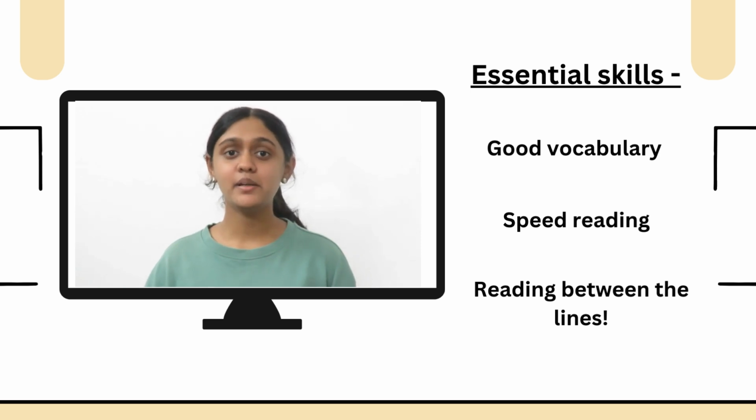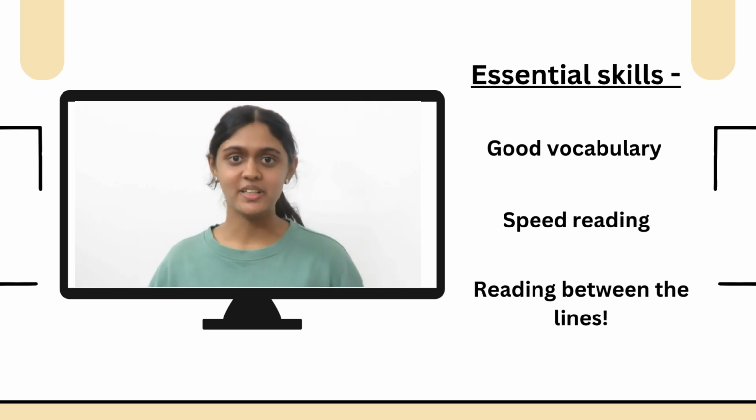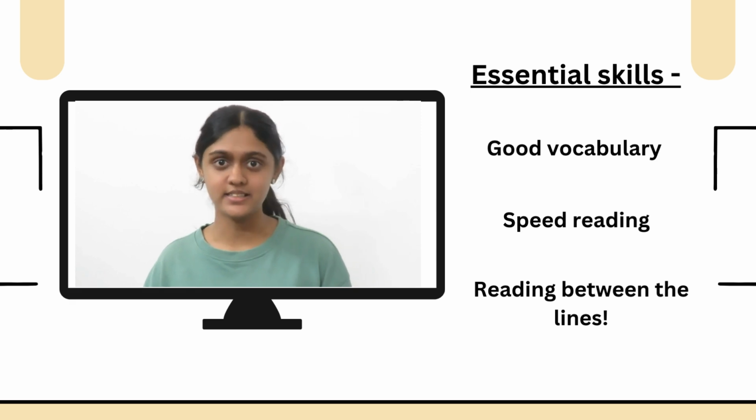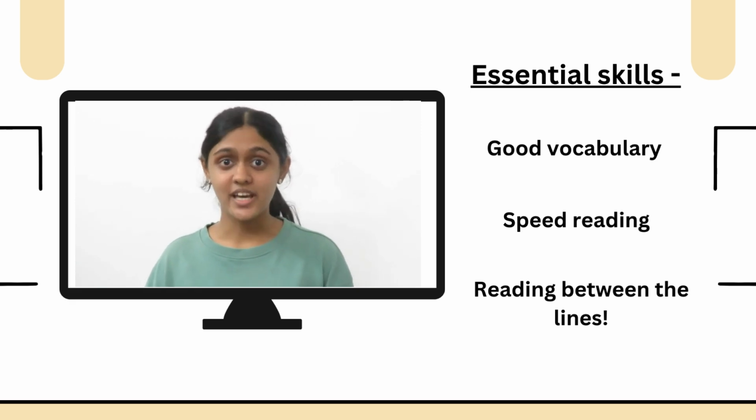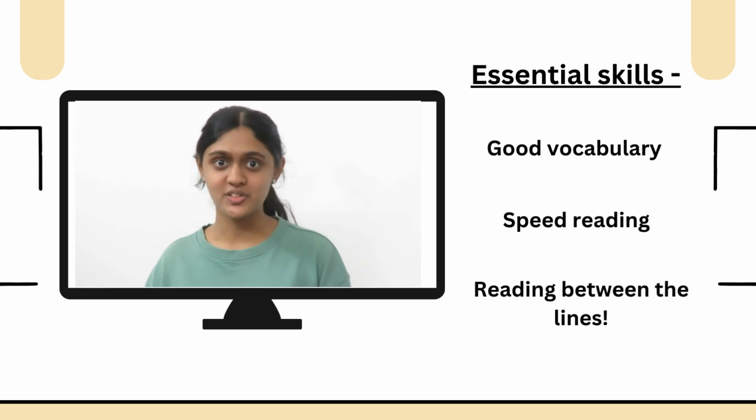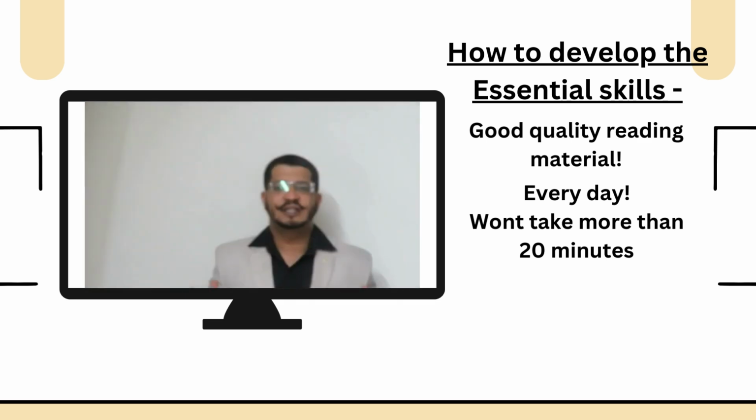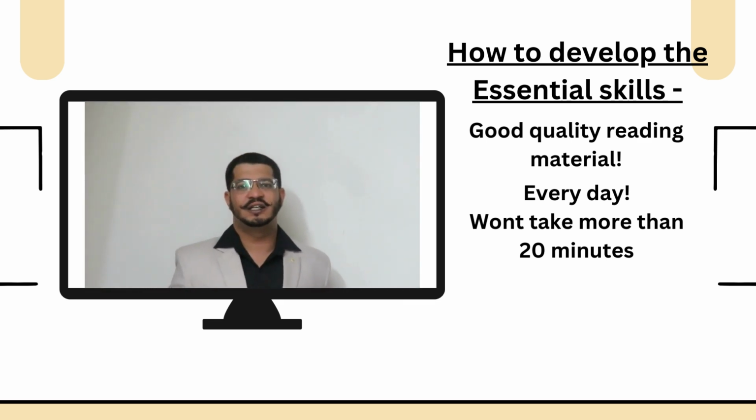Without any delay, let me share the 3 essential skills required to master this section. Number 1, good vocabulary. Number 2, speed reading. Number 3, reading between the lines. In the next few slides, Siddesh sir will explain how to develop these 3 skills. Later, he'll share the most common types of questions to show up in this section with the help of illustrative examples. Over to you, sir. Thank you, Sumitra, for the excellent introduction.